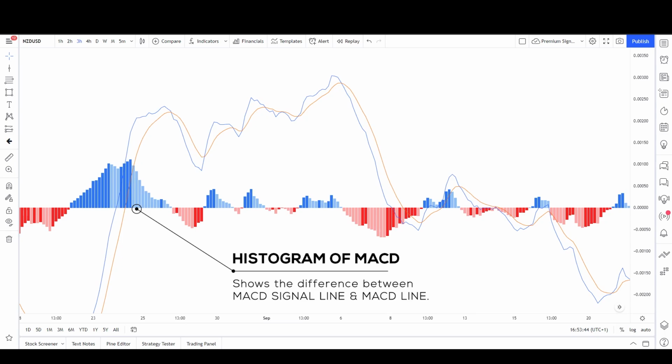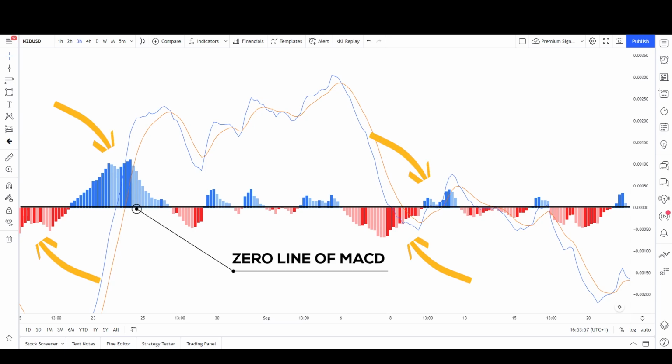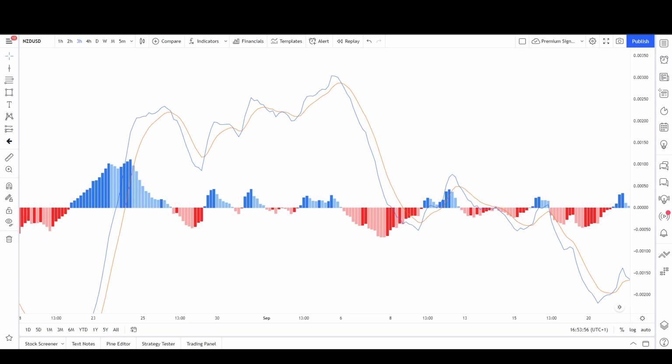The histogram just basically illustrates the difference between the MACD and the signal line. The bigger the difference between the lines, the higher the bars on the MACD histogram. And this indicator often oscillates above and below the zero line, suggesting momentum and a potential shift in trend.